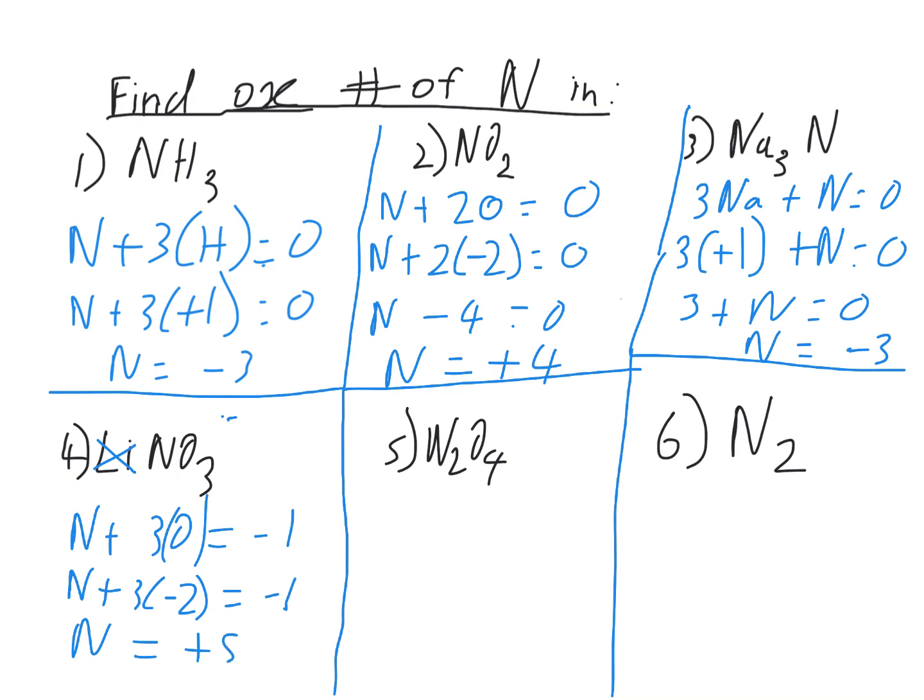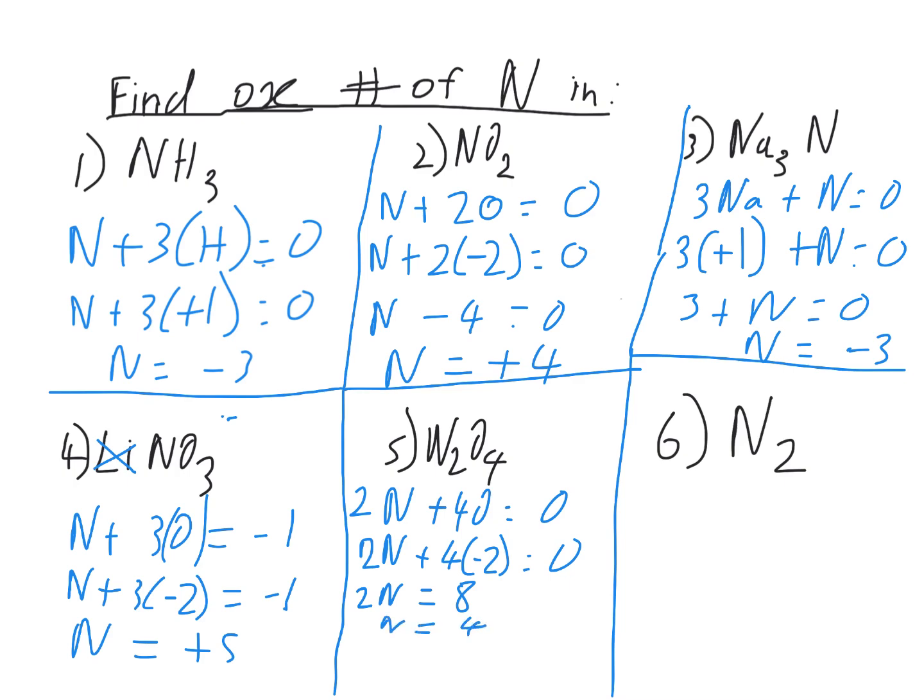Then finally you have N2O4. N2O4 here, 2 nitrogens plus 4 oxygens should give you 0. And then 2 nitrogens plus, remember, 4 oxygens, so that's 4 times minus 2, which should give you 2N equals 8. So N equals 4. When you find oxidation numbers, you have to find it for each individual atom. So not overall, all of the nitrogens together, but each individual nitrogen. And each individual nitrogen here is plus 4.